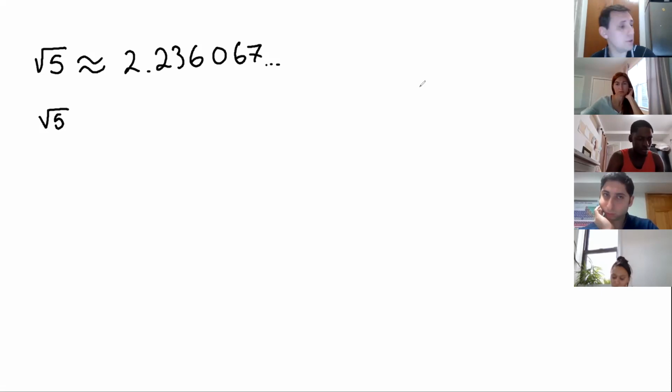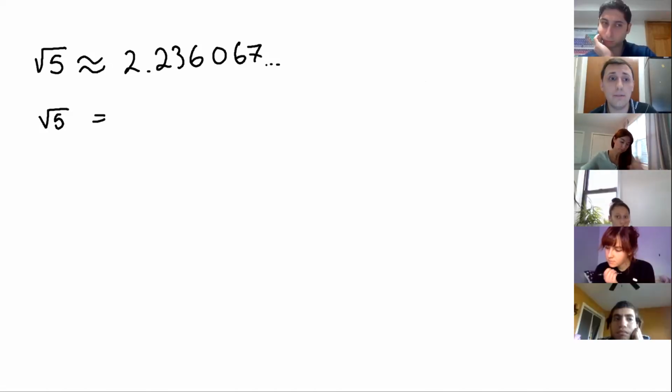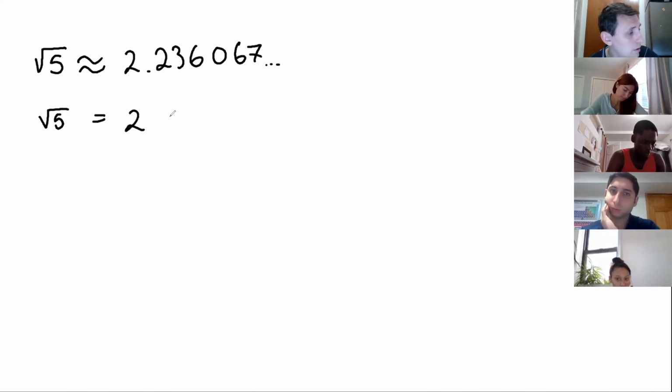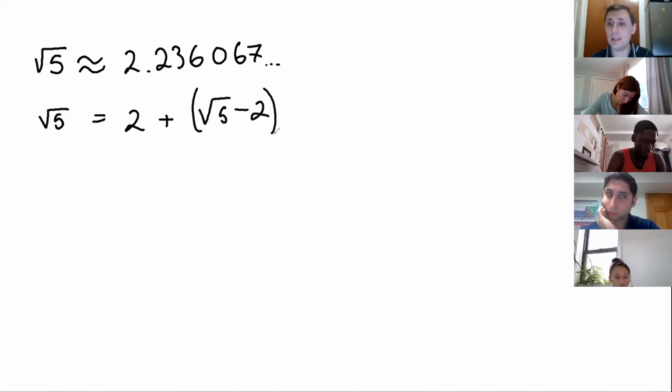We can do better because we want a fraction. So root 5, we find what's the biggest integer that's closest to root 5. We know 2. 2 squared is 4, 3 squared is too much. So we take 2 plus root 5 minus 2. We can do that like this, you see? Because root 5 minus 2 will be a fraction.